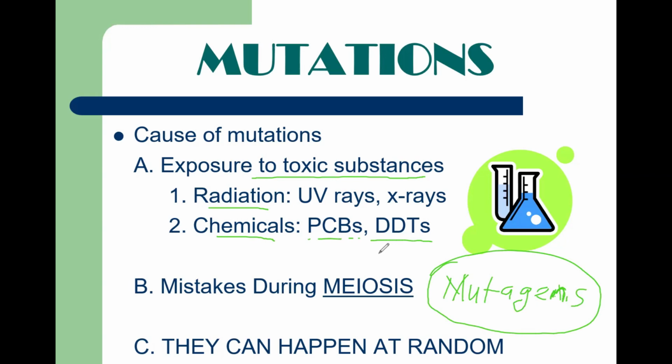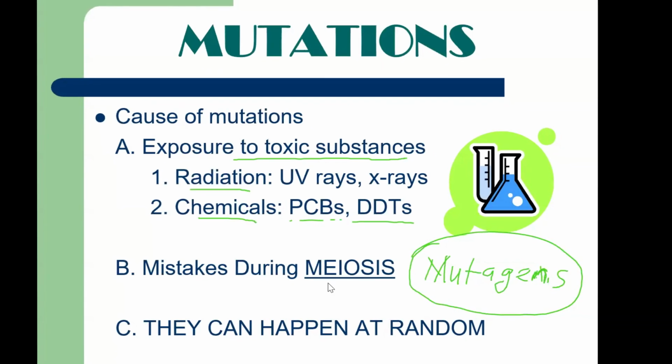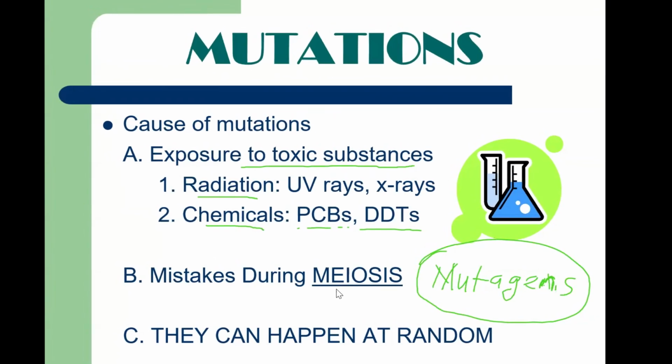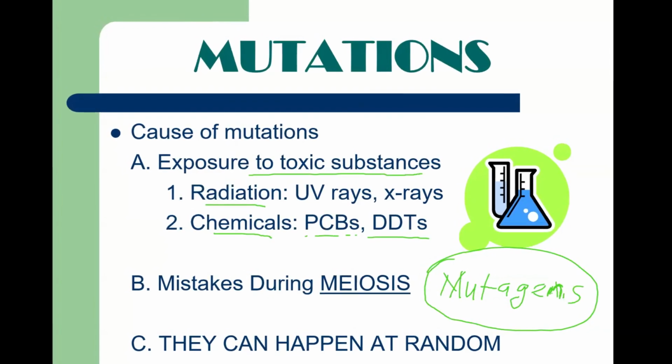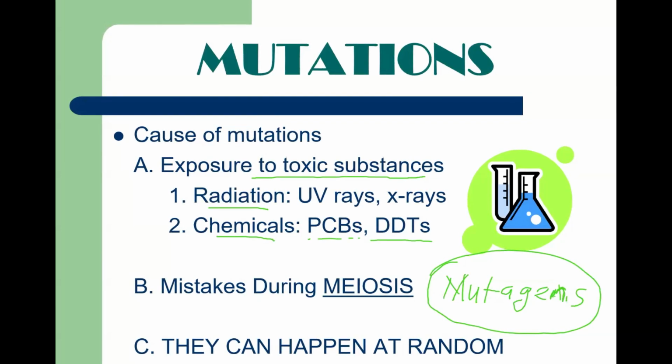Although mutation can be caused by mutagens, it can also occur naturally. For example, during meiosis, mutation can take place. The mutation can happen at random, at any position and at any stage. But usually these mistakes take place during meiosis. So we should understand that meiosis is usually where we have mutation.